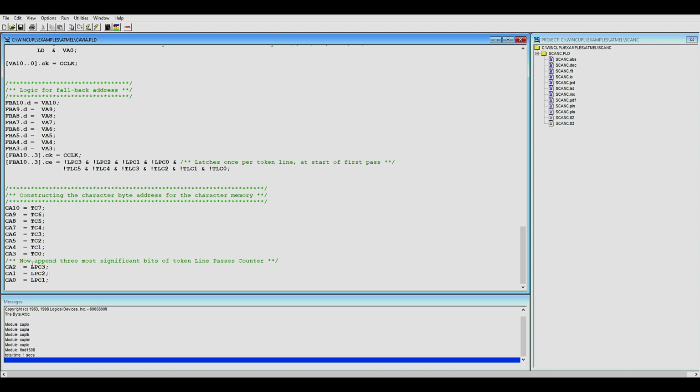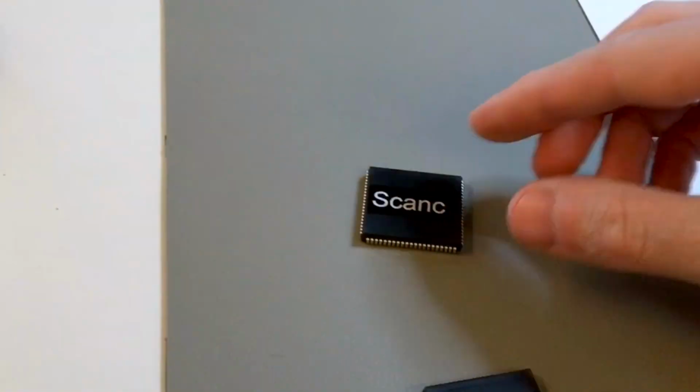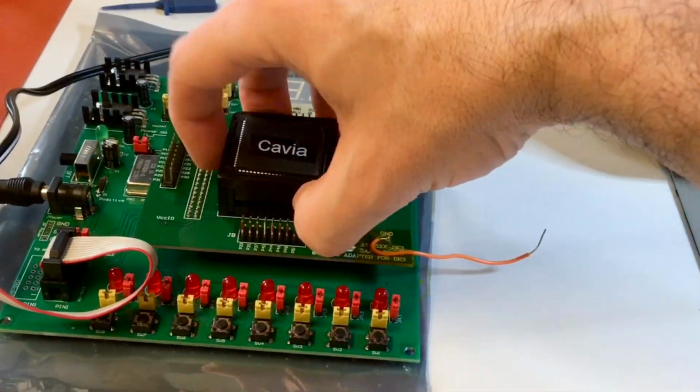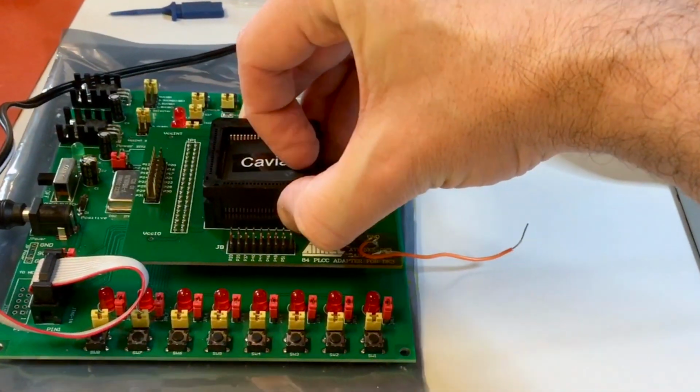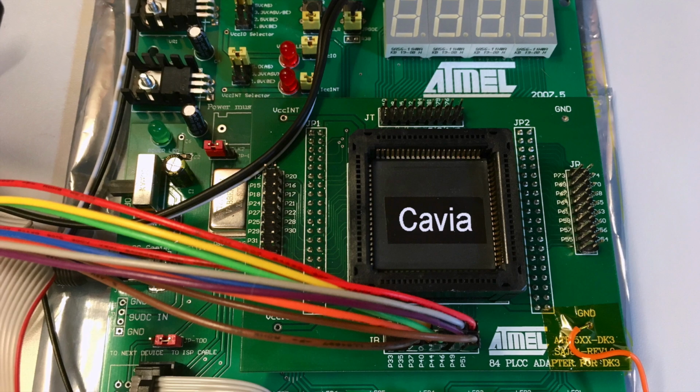Or do we? That's what we have to go and test now with the logic analyzer. So out goes Skank, which is already tested, and in comes Cavia to be tested. We will also need to change the wire harness so we capture the correct signals from the development board.